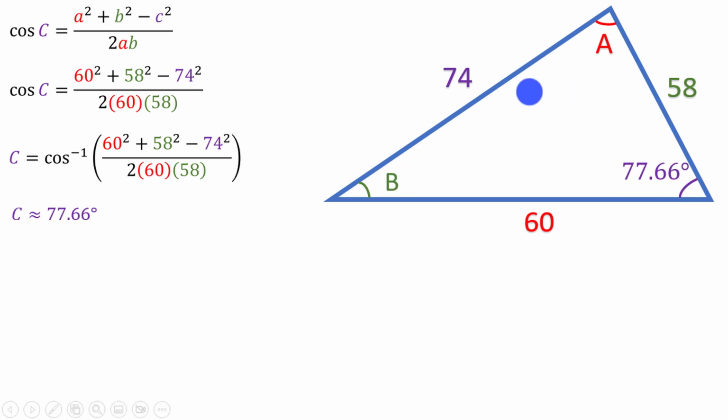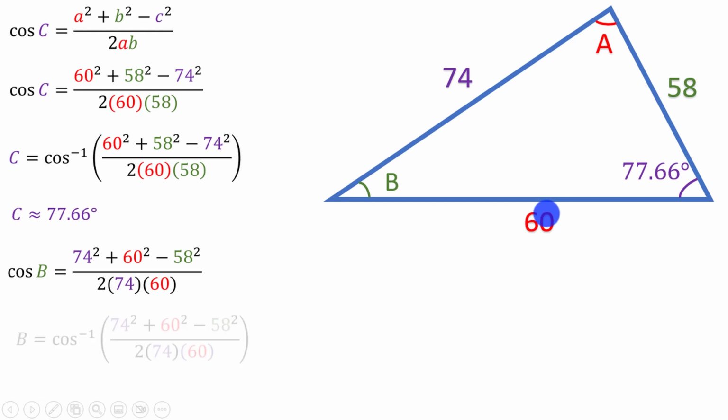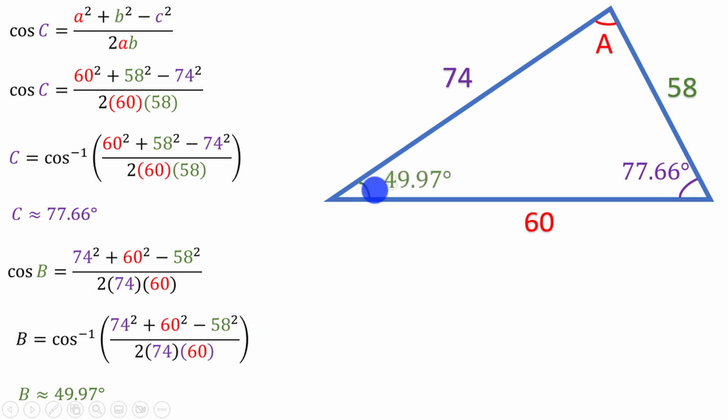Now we need to solve for one of the other angles, using the exact same idea. Let's solve for angle capital B. Cosine of capital B is equal to the two adjacent sides squared and added together, 74 squared plus 60 squared, minus the side opposite squared, which is 58 squared, divided by 2 times the product of the two adjacent sides, 74 times 60. If we take the inverse cosine of both sides, we will get that B is approximately equal to 49.97 degrees if we plug this into our calculator. We can place 49.97 degrees onto our triangle.